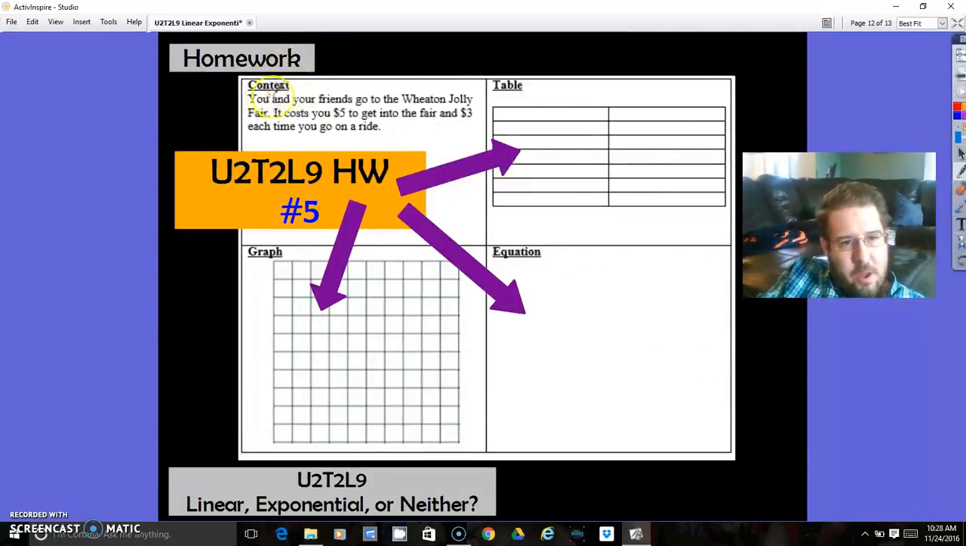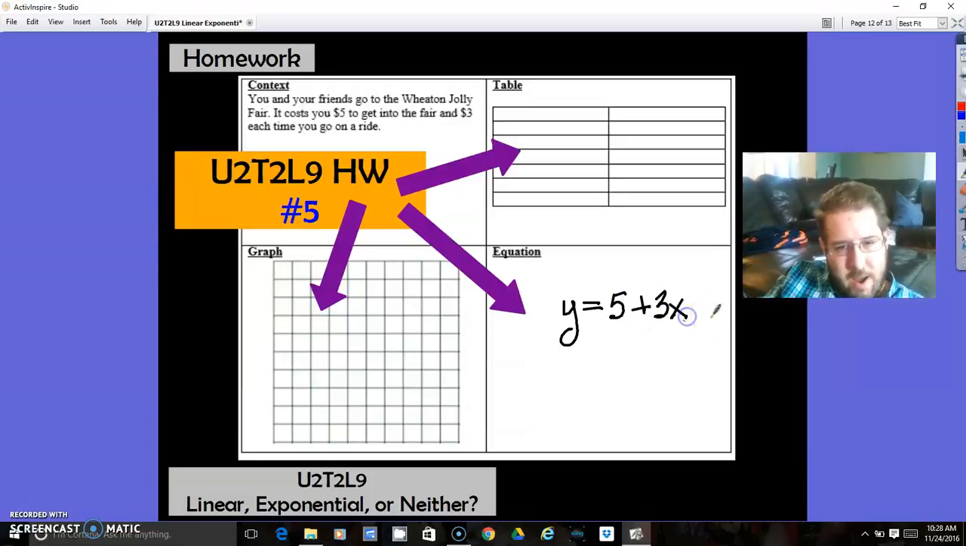And your homework. You and your friends go to Wheaton Jolly Fair. It costs you $5 to get into the fair and $3 each time you go onto the ride. So I'm going to go to the equation. You can actually go anywhere you want first. It costs you $5 to get in and $3 each time you ride a ride. So if Y represents the total amount of money you spent equals $5 you paid to get in plus the $3 for riding each ride.